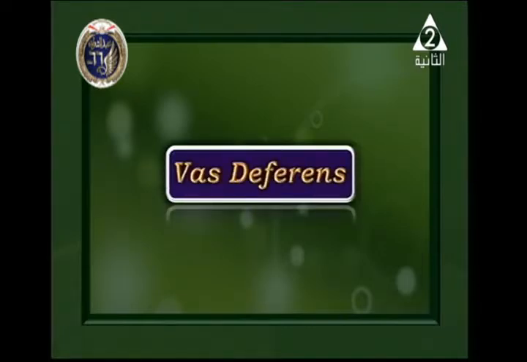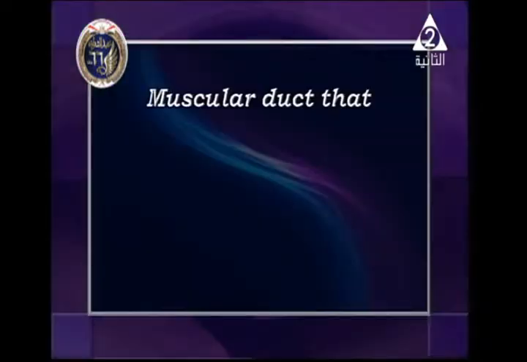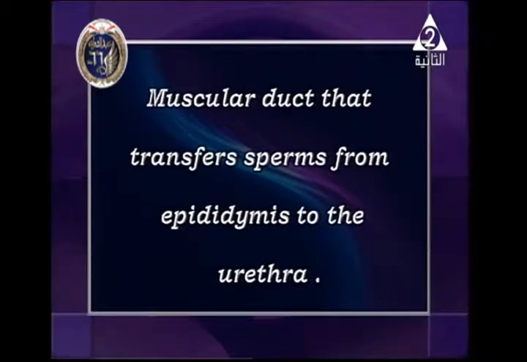Third part, again we said testes, epididymis. Number 3, vas deferens. The vas deferens is a muscular duct that transfers sperms from the epididymis to the urethra, or urinogenital opening. The urethra is what? The urinogenital opening, the opening that is common between the genital system and the other system.